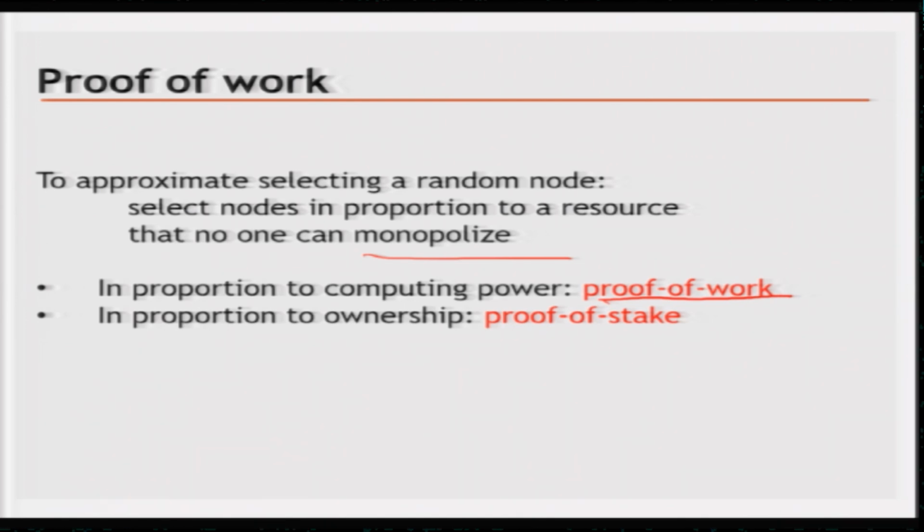There are also other possibilities. For example, Ethereum now also has a proof of stake. Proof of stake is in proportion to ownership. So, according to how much you have already acquired, your proportion of being selected is decided, but in Bitcoin it is only proof of work. So, we will right now focus on the proof of work.